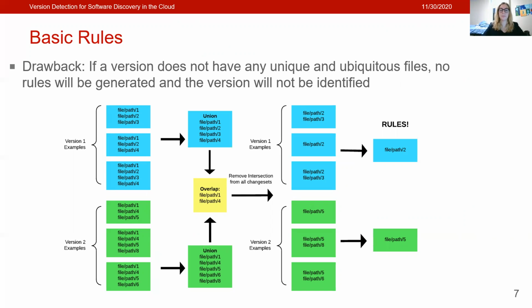cannot function as a rule. Once the overlap is determined, it is removed from every change set. Finally, the intersection of all the change sets for a version is found, and all of the file paths in that intersection are the rules for that version. The major drawback of this method is that if a version does not have any unique and ubiquitous files, no rules will be generated and the version will not be identified during testing.